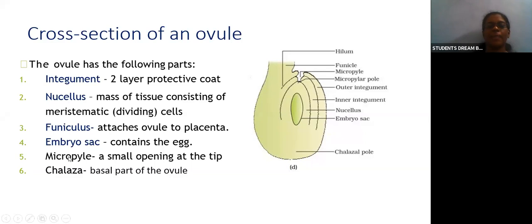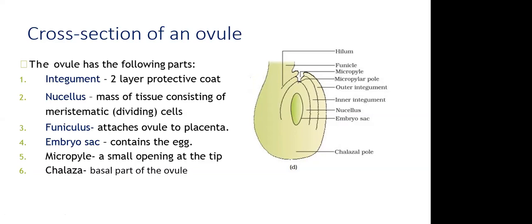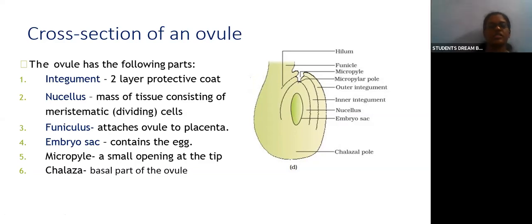Then we have a micropyle. Here it is the micropyle, a small opening at the tip. It is called the micropyle, and the basal part of the ovule is called the chalazal pole. This is the basal part, the lower part. Clear? So these are the various structures of an ovule: the integument, nucellus, funiculus, embryo sac.